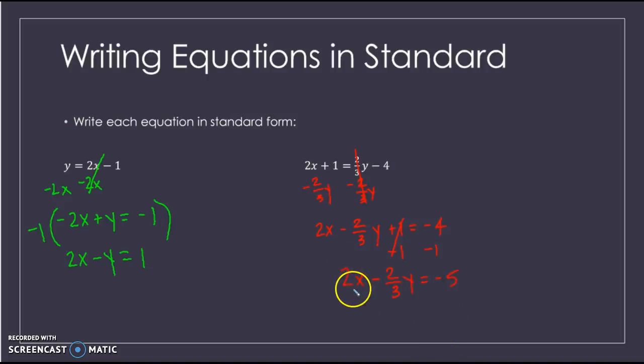Well, my a is positive, but I've got this fraction in here. The easiest way to get rid of this fraction is just to multiply everything by the denominator. I don't want to multiply by the reciprocal, because then 5 times 3 over 2 is 15 over 2, and I've still got a fraction. So I'm just going to multiply everything by my denominator, which is 3. 3 times 2x is 6x. 3 times negative 2/3 y just cancels out the fraction, so I end up with negative 2y. And 3 times negative 5 is negative 15. Good.